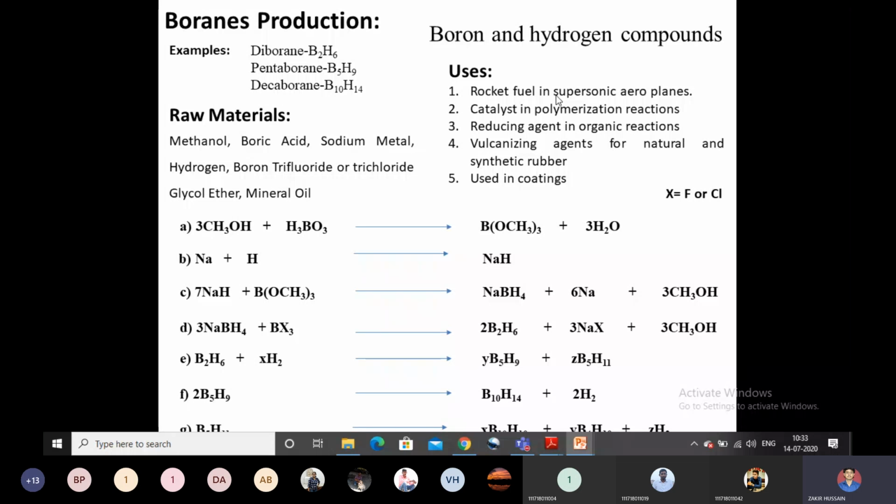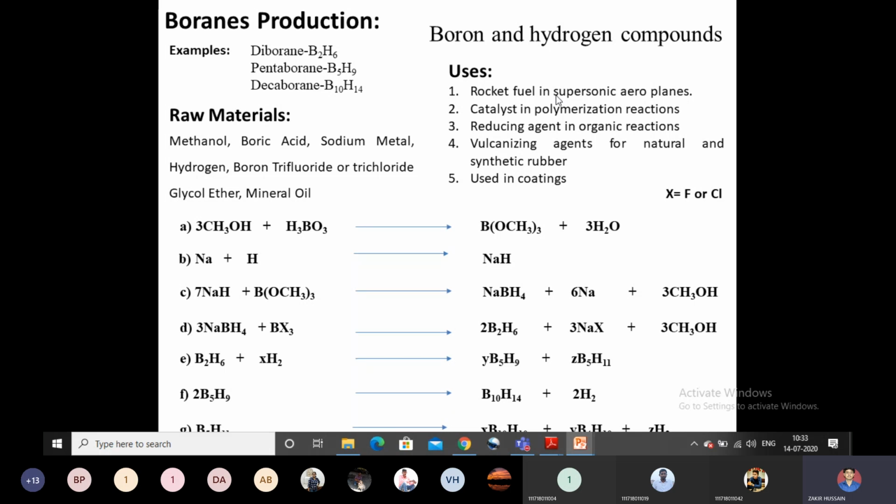Then the next one is a vulcanizing agent for natural and synthetic rubber. What is vulcanization? Vulcanization is nothing but heating of rubber together with sulfur, so that it will gain some tensile strength and elasticity. In the vulcanization of rubber, these boranes are used as a vulcanizing agent.